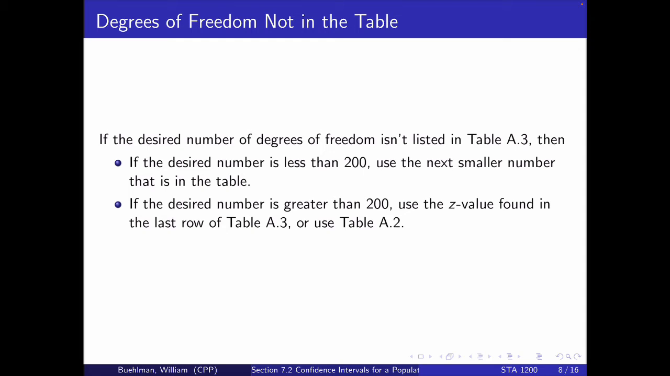What do we do if the number of degrees of freedom isn't listed in table A3? This is what we can do. The first thing we can do is, if the desired number is less than 200, use the next smaller number. So go down to the number that is in the table.